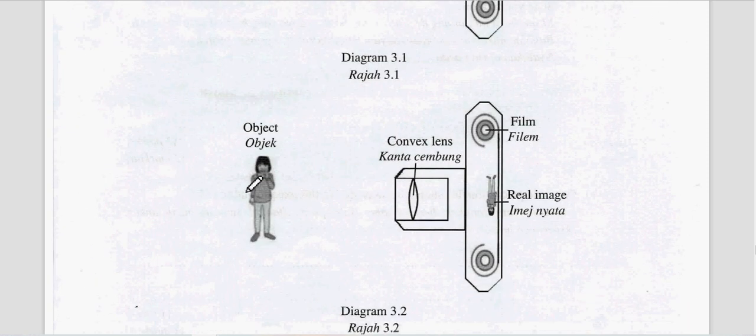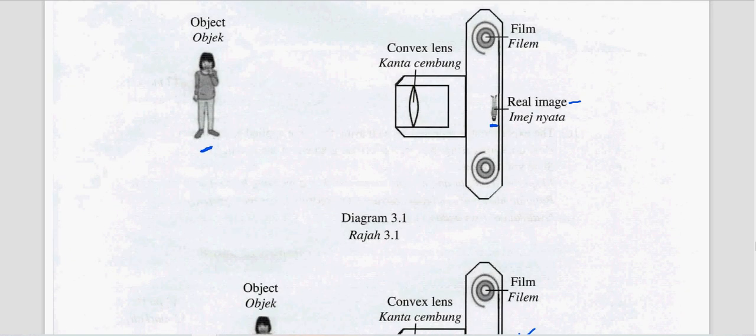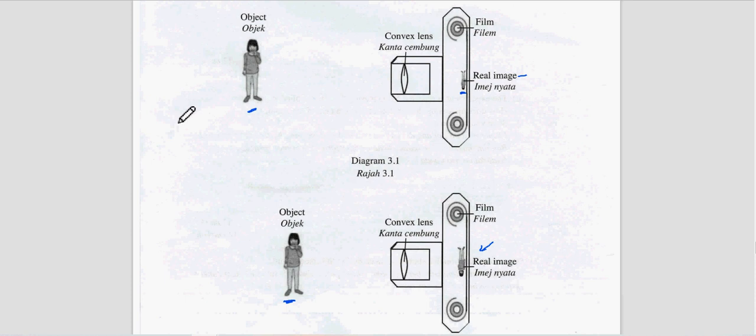Try to spot the difference. The object, which is the lady, is now moving towards the camera. The image is still formed on the screen, a real image, and you can see that the image is inverted. I reduced the size so that it is clearer. Now, spot the difference. I believe everybody can see this.